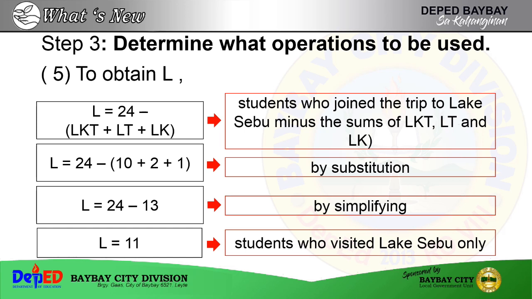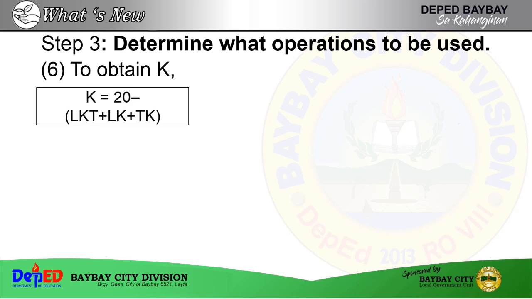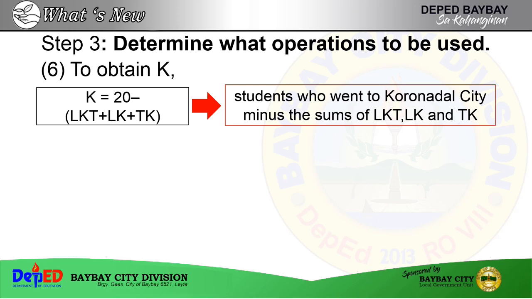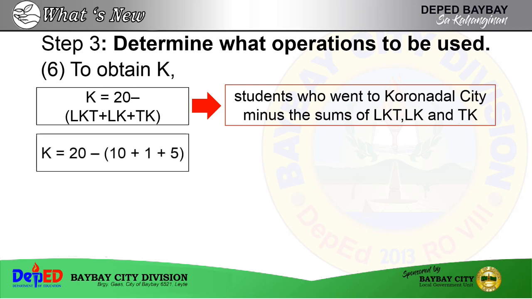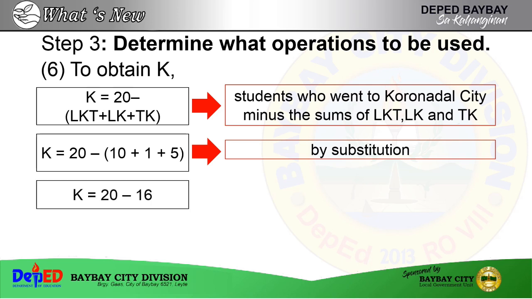To obtain K, K is equal to 20 minus the quantity of LKT plus LK plus TK. These are the students who went to Koronadal City minus the sum of LKT, LK, and TK. K is equal to 20 minus 10 plus 1 plus 5. We substituted the LKT, LK, and TK. Next, K will become 20 minus 16.